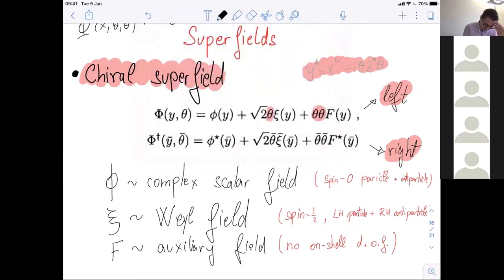For example, it doesn't have a term which is theta, theta, theta bar. This is a perfectly legitimate term, but it's not there in the chiral superfield.